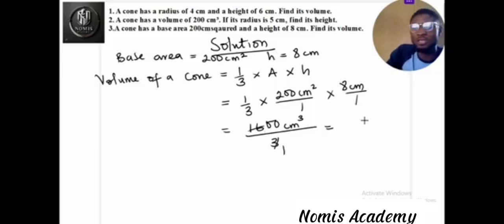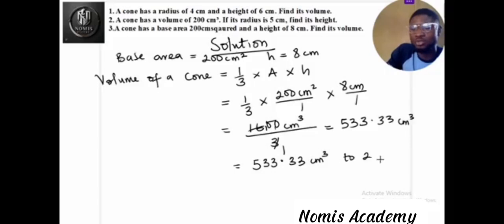3 here 1, 3 in 16 is 5, remainder 1, 3 in 10 would be 3, remainder 1, 3 in 10 also would be 3, remainder 1. So we'll keep having 0.33333. So we can approximate to 2 decimal place. So the volume of the cone is 533.33 centimeter cube to 2 decimal place. So we just got the volume of the cone.